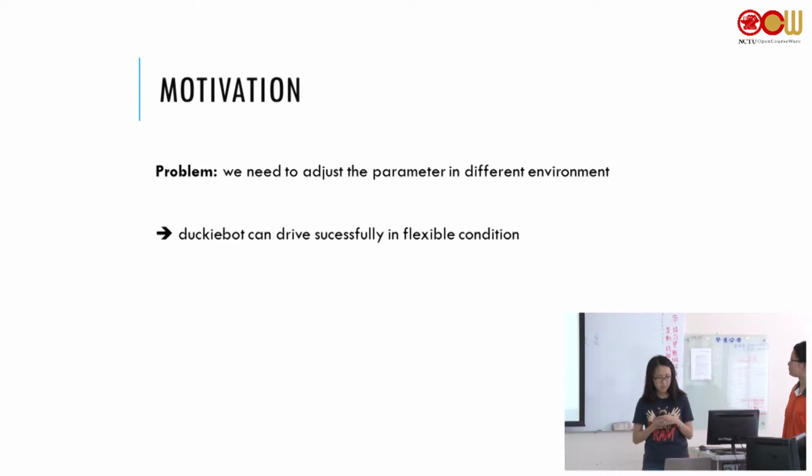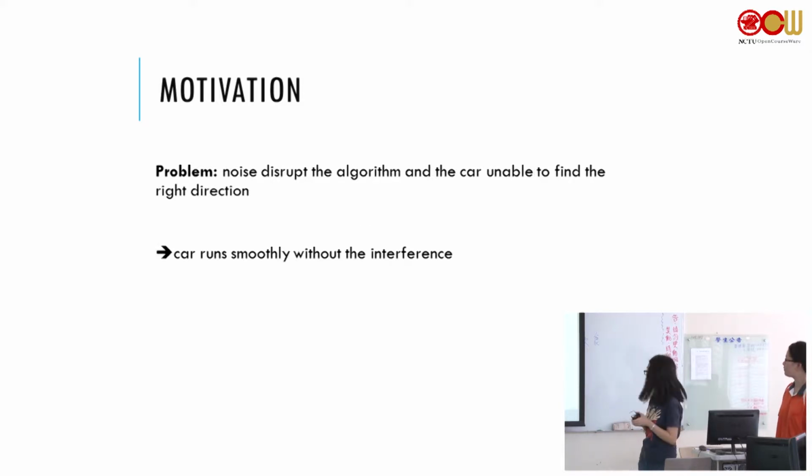One is that every time we work on the document, we need to adjust the parameters, and we want to use the same parameters for every document and have it work well. That's our motivation. Another problem is that some noise, like white lines or background noise, will disrupt the lens filter. So we want to cut down the noise.